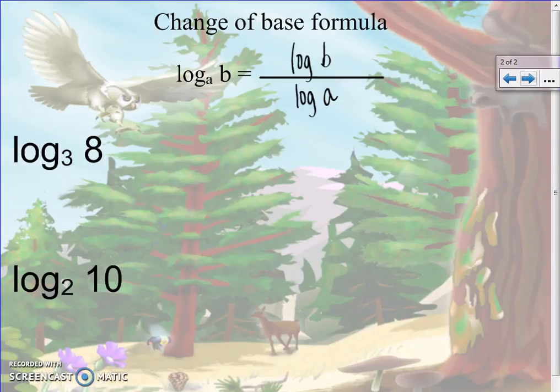So if we're looking here, on the test, I'm going to want you to show your work. Showing your work is just simply showing me the change of base formula, which is what you're typing into your calculator. So log 8 divided by log 3. Someone tell me what that is? 1.89. Okay.